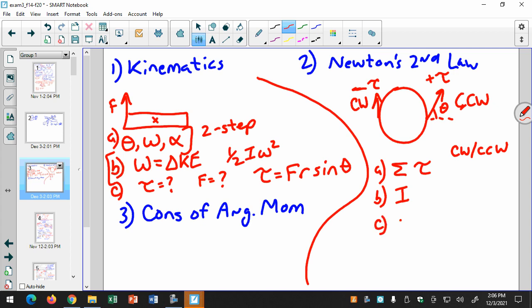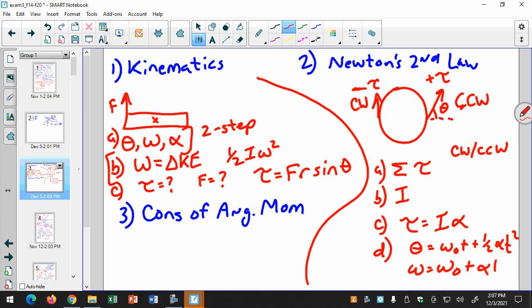Then apply Newton's second law, torque equals I alpha. And then I don't think there are 4 parts, I think there are actually 3 parts here. But then asking some question about, what is theta after a certain amount of time? That would be theta is omega naught t plus 1/2 alpha t squared. Or what is omega after a certain amount of time? Omega naught plus alpha t. So solving for one of those changes in displacement or angular velocity.